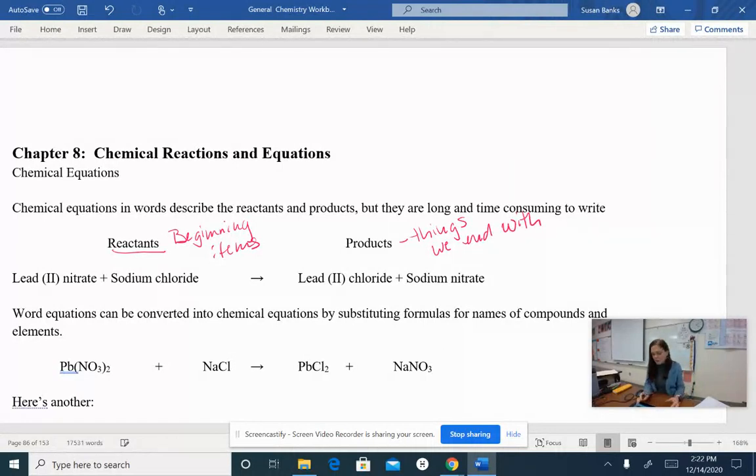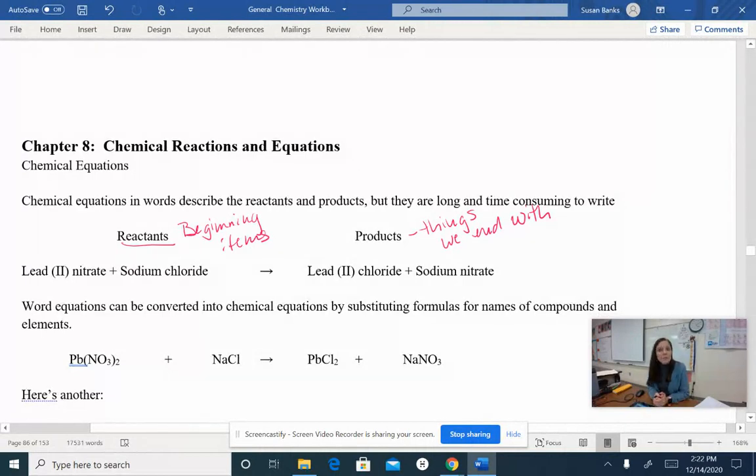Okay, it's kind of like if I was in the kitchen and I was making some cookies, like my reactants would be flour and butter and sugar and probably chocolate chips and things like that. And then my product would be chocolate chip cookies. Okay? So if I wrote this out in words, could you imagine? Lead 2 nitrate and sodium chloride reacts to or makes or yields lead 2 chloride and sodium nitrate. That would be so long for you to write out words all the time.